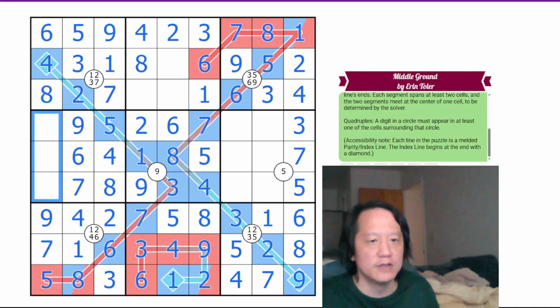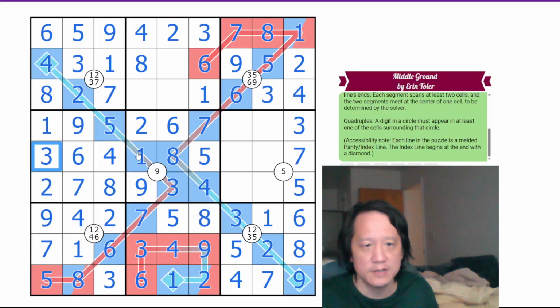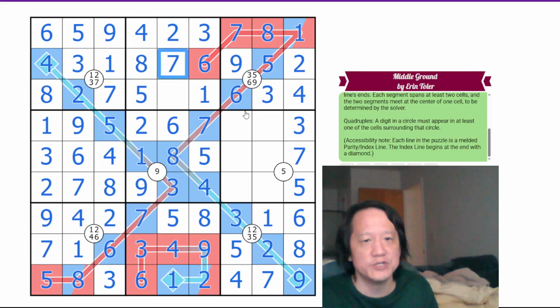Remaining digits of column 1 are 1, 2, and 3. And this can't be 2 or 3, so this is 1. This can't be 1 or 3, so this must be 2, which makes that a 3. Remaining digit of column 4 is a 5. Remaining digit of row 2 is a 7. Remaining digit of row 3 is a 9.